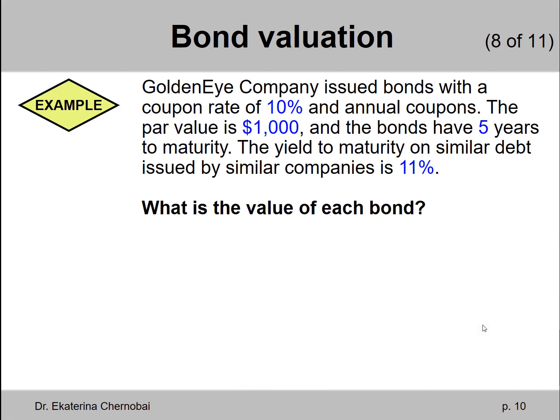Okay, let's do our first numerical example on bond valuation. GoldenEye Company, that's one of the James Bond movies, right? Issued bonds with a coupon rate of 10% and annual coupons. The par value is $1,000 and the bonds have 5 years to maturity. The yield to maturity on similar debt issued by similar companies is 11%. What is the value of each bond?